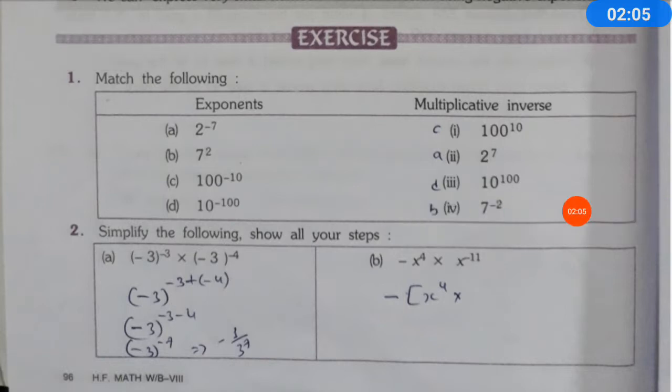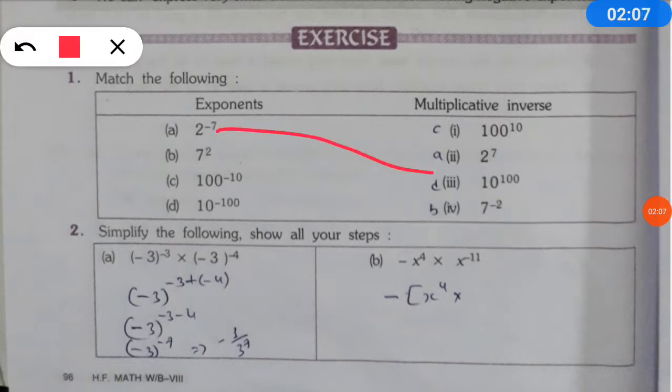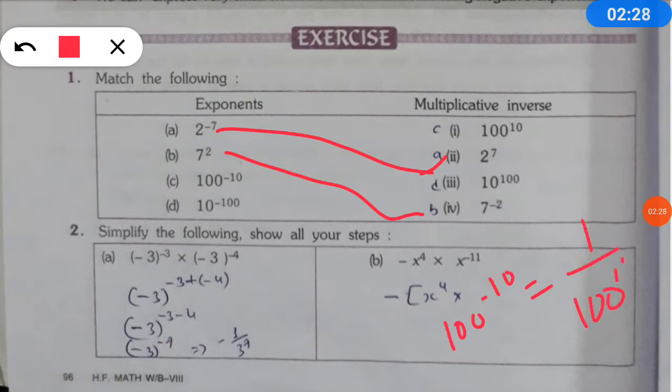Moving toward the B part of the question, this is the answer for the A part. Now 7 to the power 2, what will be the multiplicative inverse of this? It will be 7 to the power minus 2. This is the answer. Then 100 to the power minus 10: its multiplicative inverse will be 1 upon 100 to the power 10, isn't it? So we can write 100 to the power 10.